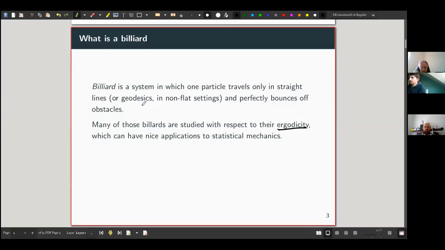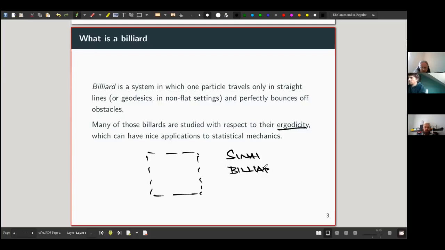But these billiards and this system can give us a way to at least try to prove the ergodicity for some simple toy models of statistical mechanics. So another system would be the so-called Sinai, my spelling, billiard, and that is obtained by taking one fixed disk and letting one point particle bounce around.